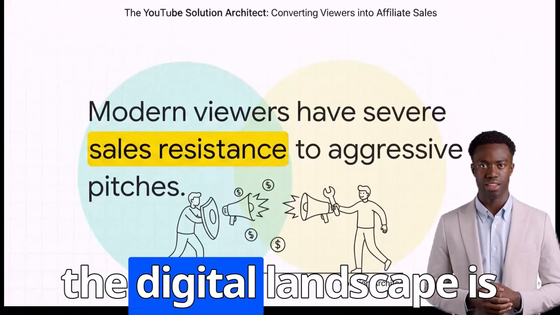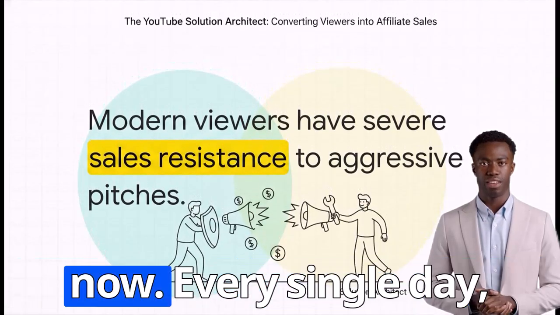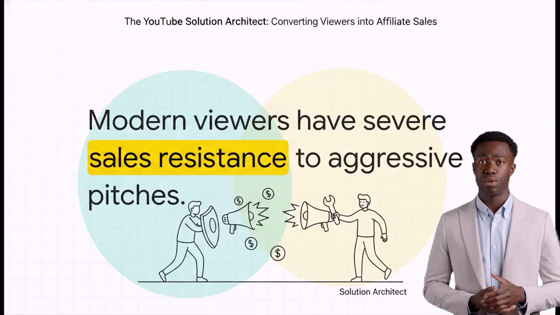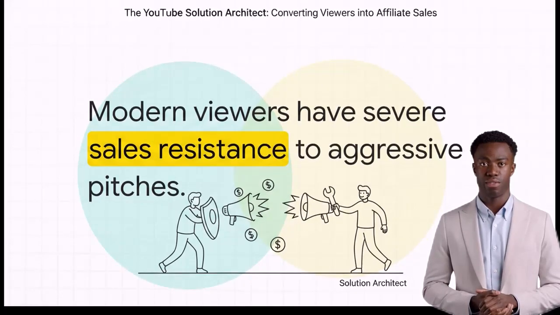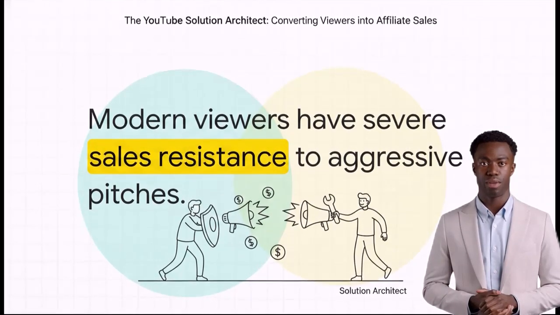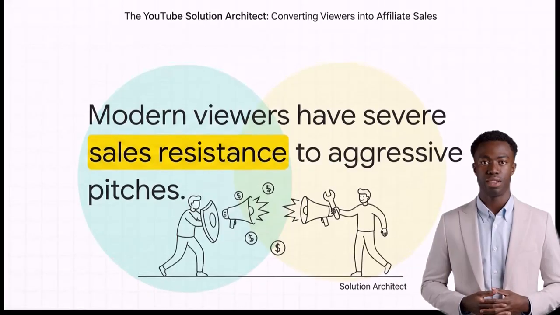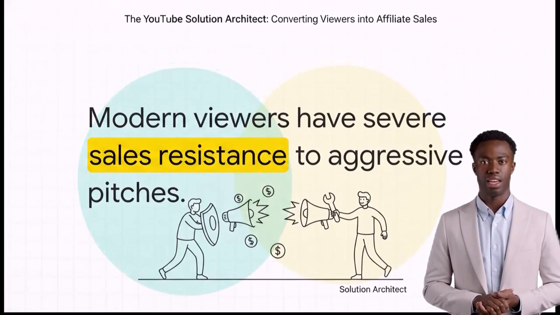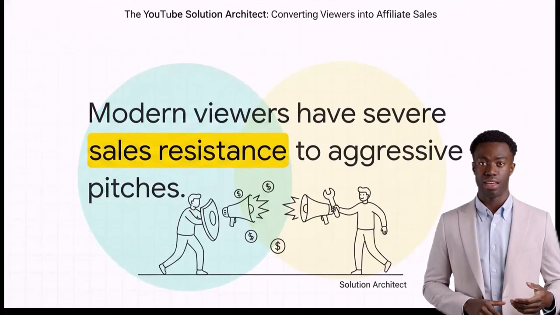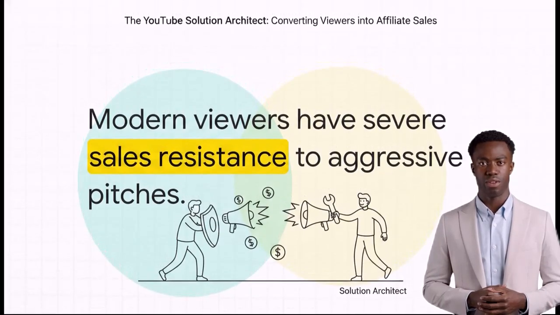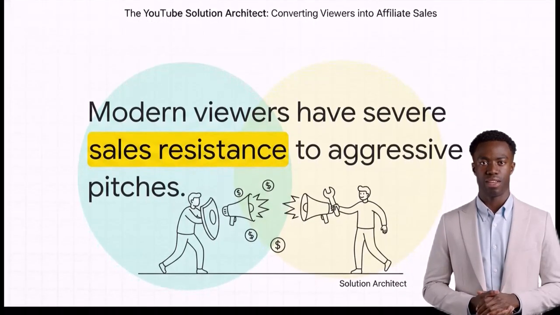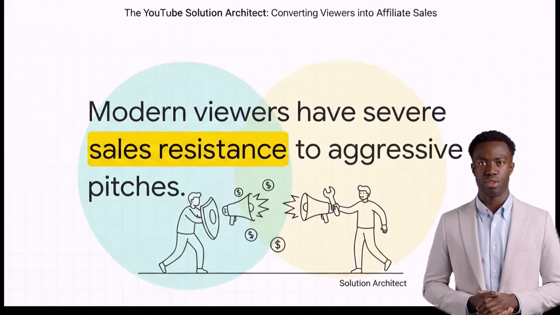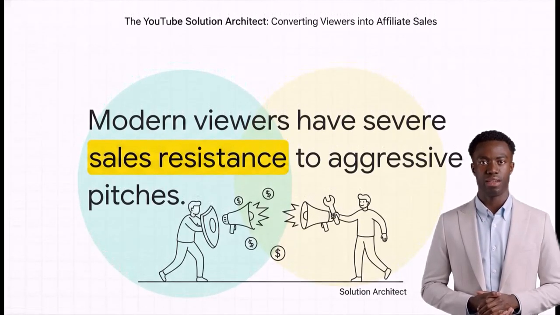The reality is the digital landscape is completely saturated right now. Every single day, viewers are just bombarded by influencers pushing products they barely understand just to make a quick buck. Because of that, modern audiences have developed this severe, almost impenetrable sales resistance. They are highly skeptical of those traditional hard sells. If your content even slightly feels like an unearned pitch, boom, their mental walls go up instantly. So to succeed in affiliate marketing today, you can't just play the salesperson. You absolutely have to be radically helpful.